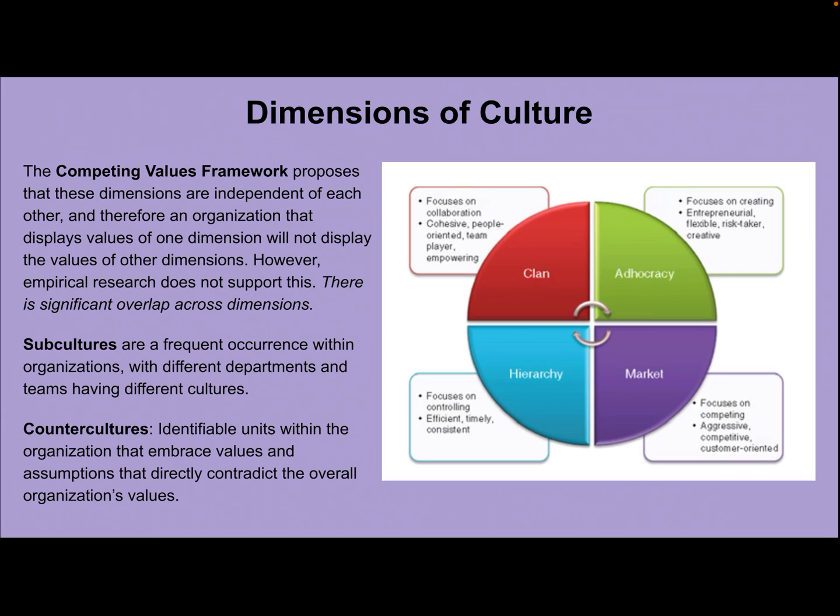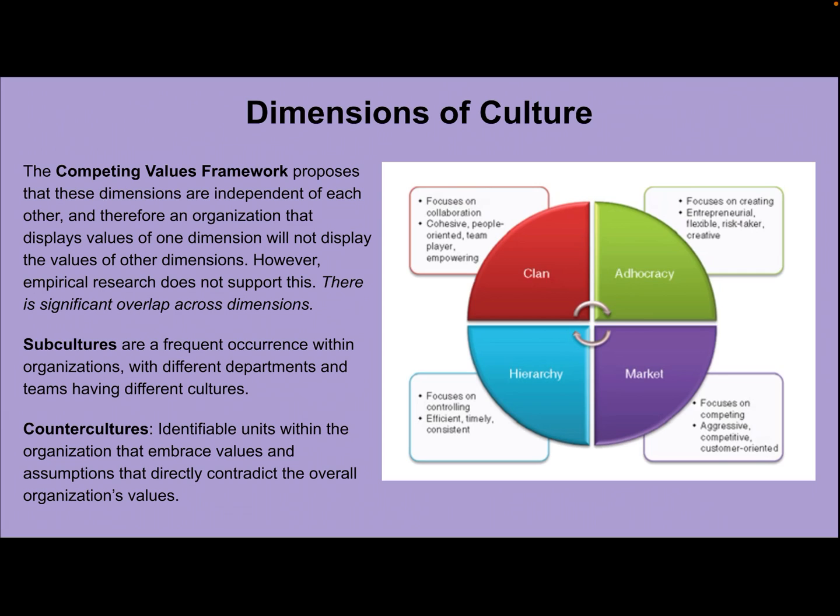The competing values framework proposes that these dimensions are independent of each other, like I just said, and therefore an organization that displays values of one dimension will not display values of the other dimension. However, like I just said, empirical research does not support this, and there is significant overlap across the dimensions. But let's talk about them anyway. In the book, they give different examples of companies that fall into each of these categories.